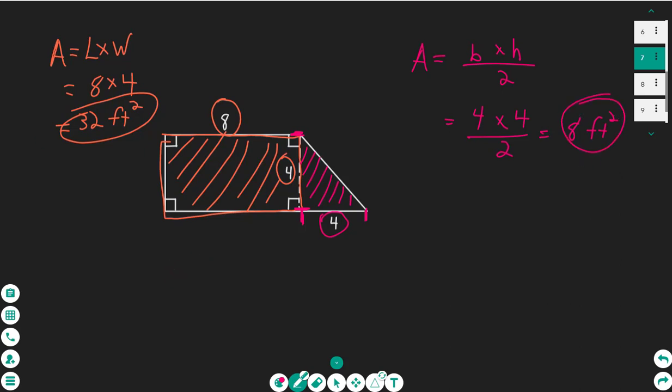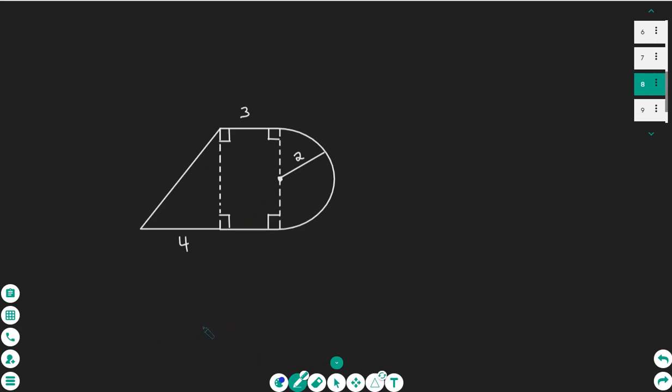And then the final step here is just to combine everything. So we have 32 feet squared and we have 8 feet squared. We combine those together and we end up with 40 feet squared. So that is our area for this shape. All right. Very good. One last one before we call it quits for today. We're going to combine all three of the kinds of shapes that we learned today. So go ahead and pause the video. Try this one on your own, and then we'll do it together.